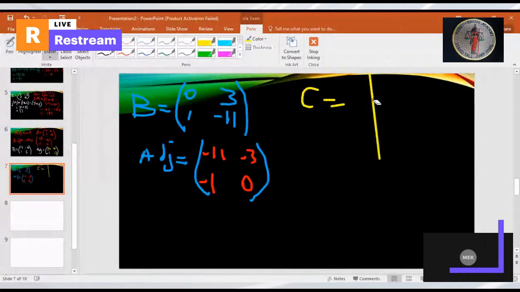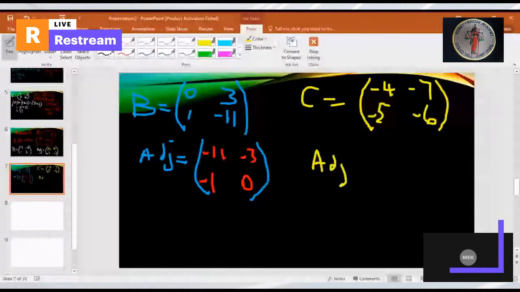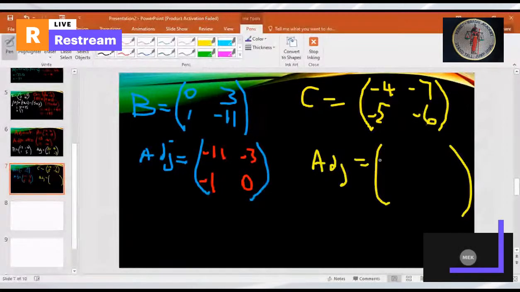So matrix C. Let's make everything negative. 7. So the adjoint of matrix C: exchange the A and the D. So it's now -6, -4.